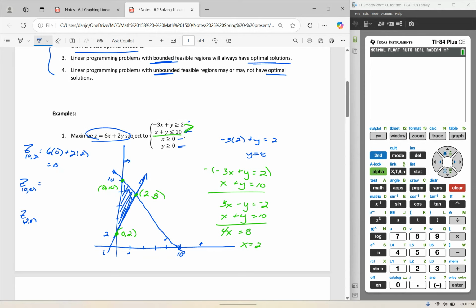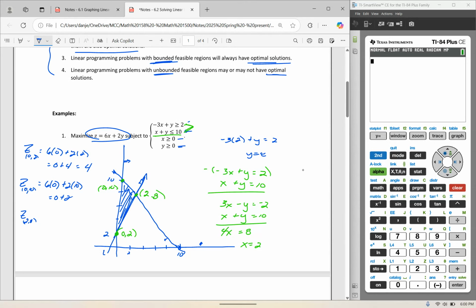6 times 0 is 0. 2 times 2 is 4. And we would get a value of 4. 0 plus 4 is 4. For 0, 10, we would have 6 times 0 because x would be 0. Y is 10, so we have 2 times 10. And so that's going to be 0 plus 20 equals 20. So we have a y value of 20.